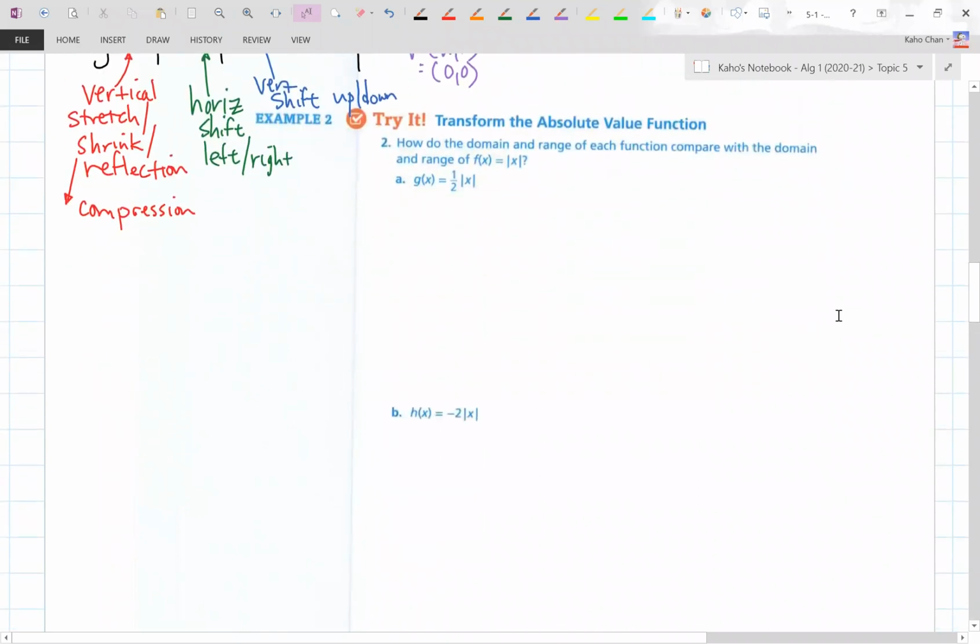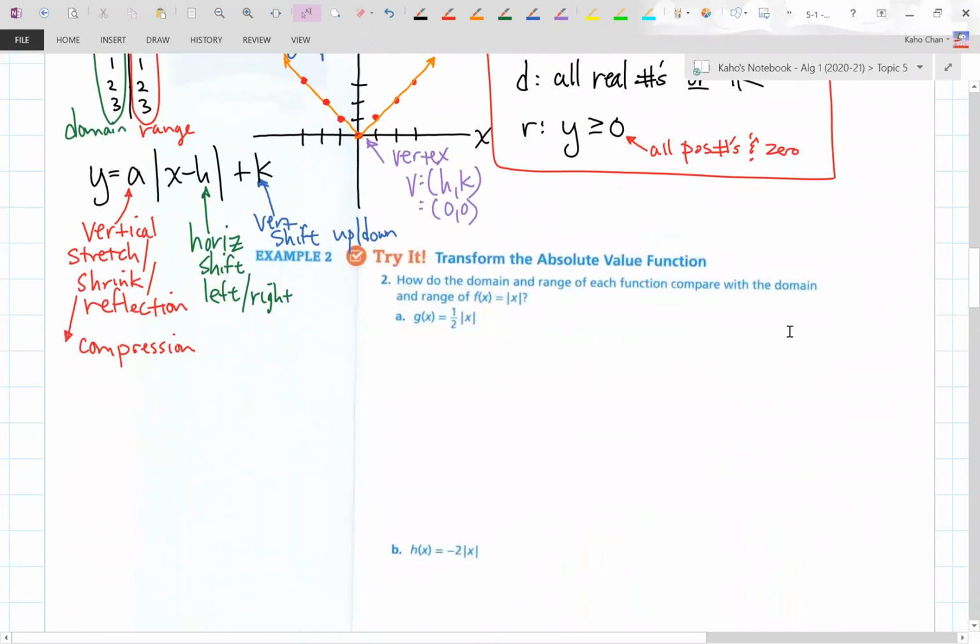We've got some different child graphs here. We're going to be doing some transformations with the absolute value function. And it looks like for this section, we are going to focus on the a value. H's and K's come later in a different section, so we won't worry about them until later. Number 2, how do the domain and range of each function compare with the domain and range of the original parent graph, f of x equals the absolute value of x?